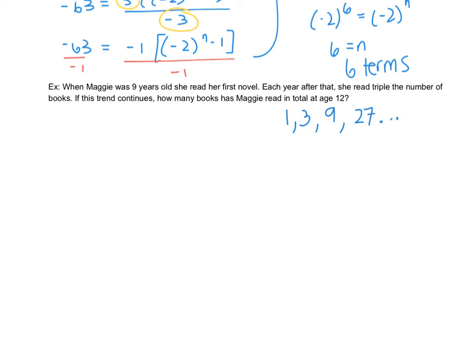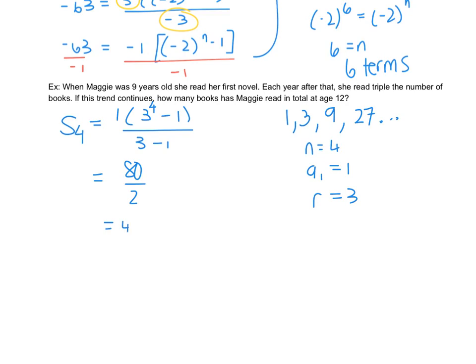And we're going from the age of 9 to 12. So from 9 to 12, that's 4 years of reading. So we're looking at 4 terms, okay? And we're gonna use our formula. So we know our a1 is 1, our common ratio is 3. Now technically here, since we only have 4 terms, yes, you can add the numbers, but imagine this had been more terms. So the sum of 4 terms is our a1 times our ratio to the power of n, subtract 1, and then the ratio subtract 1 again. So that gives us 80 over 2, which is 40.